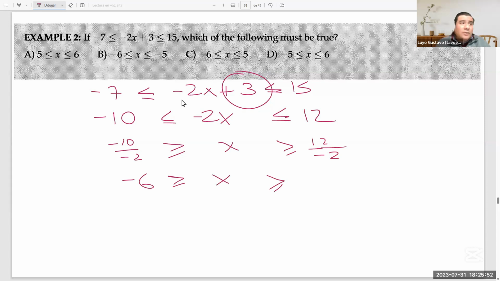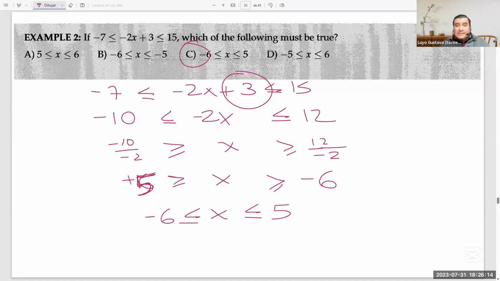Sorry, this is +5, and this is -6. So x is, let's rearrange this from right to left: -6 less than or equal to x less than or equal to +5. Which one matches option C? Okay, so that's the way. Just do it all at once, otherwise you will write more if you split into two inequalities.